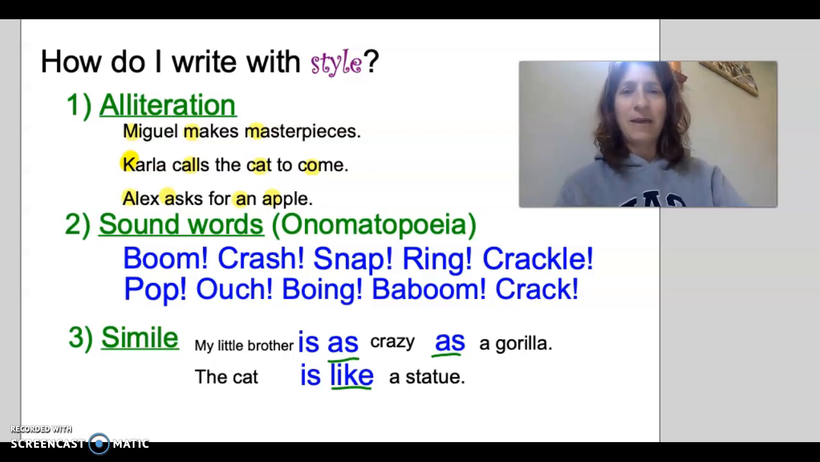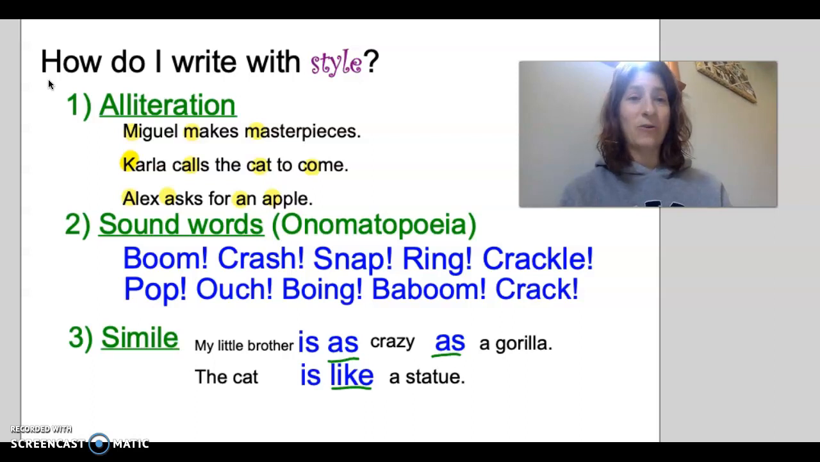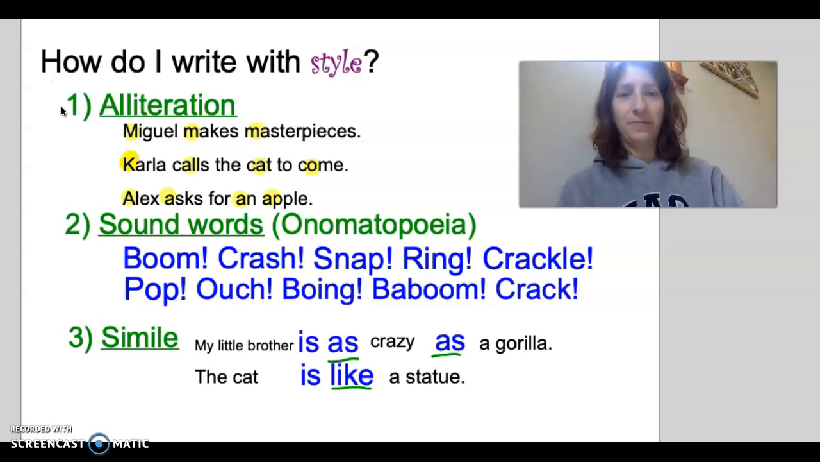So taking a look at my question, how do I write with style? There are many different types of figurative language. We are just going to look at 3 of them today. The first one is called alliteration. Go ahead and say that.